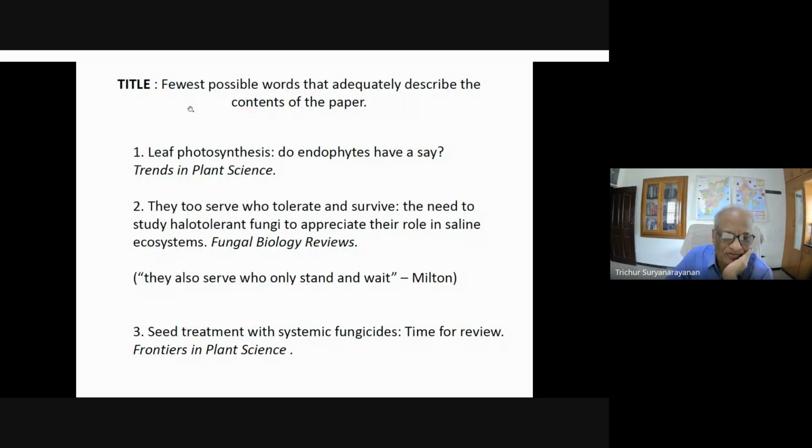So let's see some examples. Fewest possible words which clearly describe the contents of the paper. Here is one: leaf photosynthesis, do endophytes have a say? Is the title. So do endophytes of the leaf contribute to photosynthesis? So here, leaf photosynthesis, do endophytes have a say? Now here, they do. So okay.